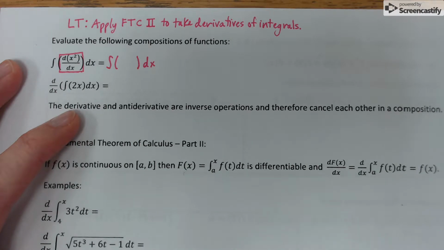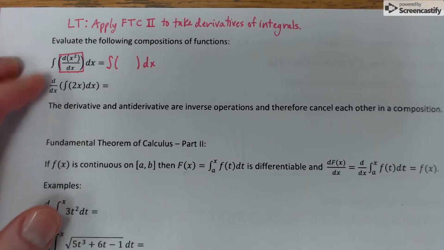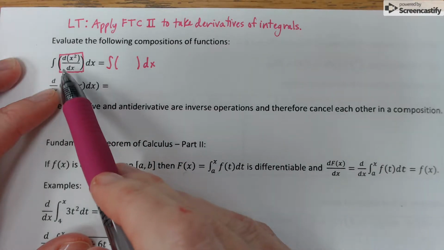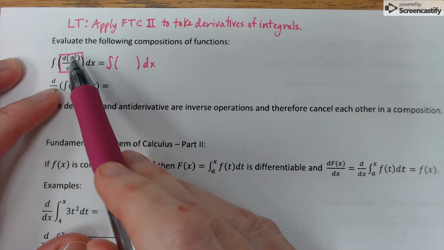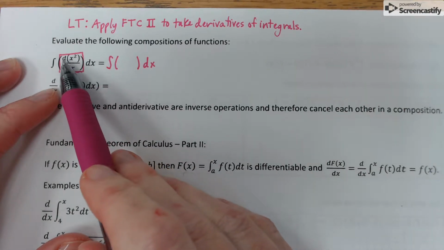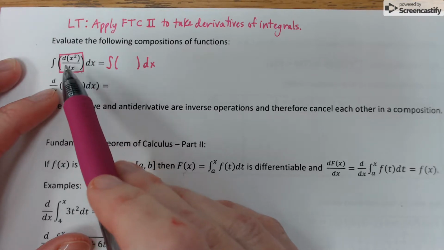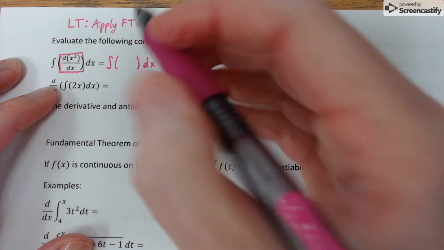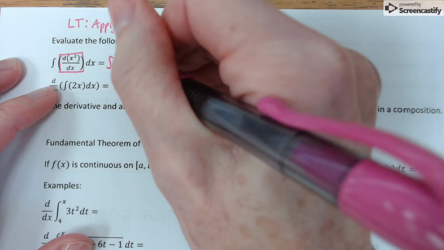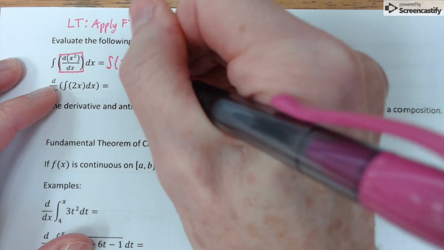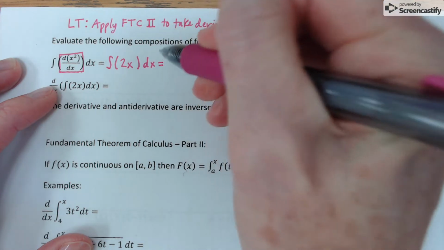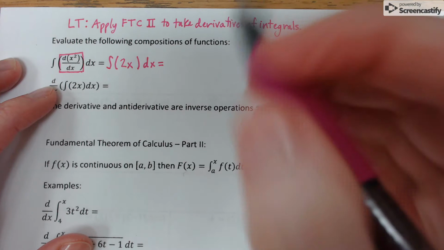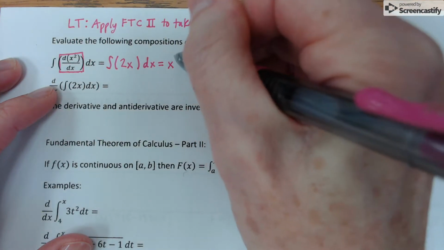So to demonstrate this idea, let's look at the following compositions of functions. When we know we have a composition, we work from the inside out. So in the box, we are asked to take the derivative of x squared with respect to x. So I still have the integral of dx, but that derivative is 2x. So my second step is to now take the antiderivative or integral of 2x, which leads me back to x squared.